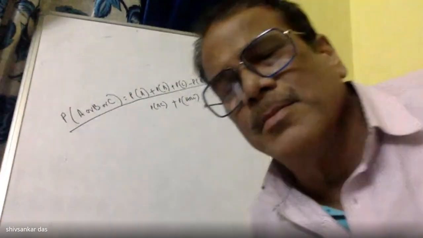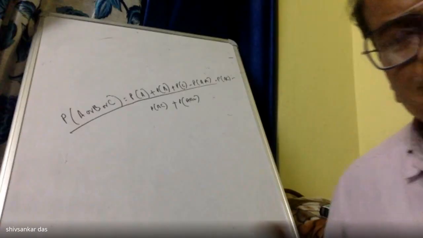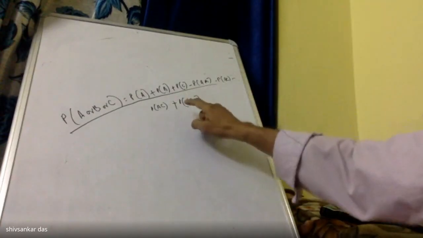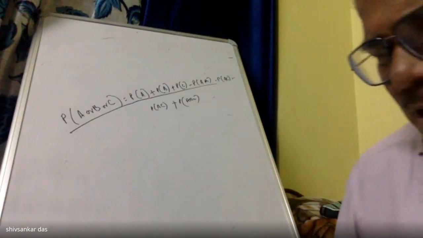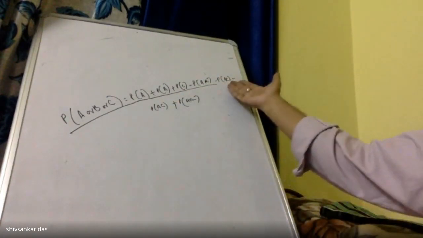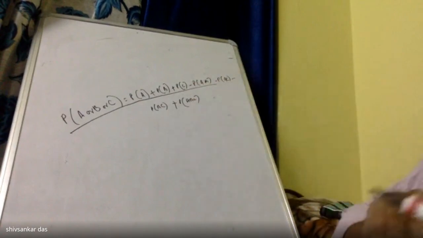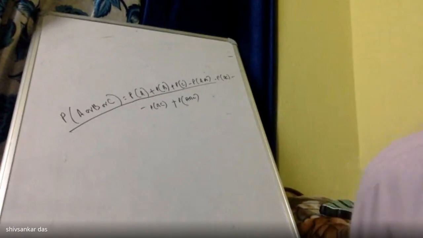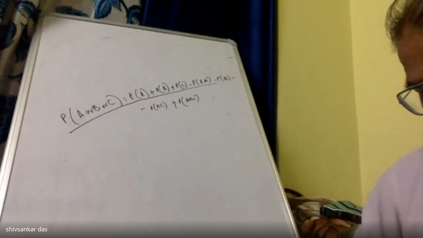Then I'll go to conditional. Sir, the terms are P of A and B, AC, BC? Okay, sir, it's a simple formula: probability of A, probability of B, probability of C, minus AB, minus AC, minus BC, plus ABC. Okay. There is also a conditional probability.